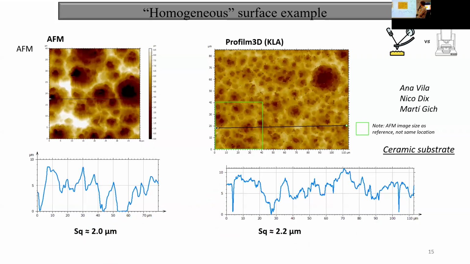And here, what I am marking for these examples and others in the future is the size of the image of the AFM. It is not the same location, okay? But this is the size. You can compare the features and see that the interferometry is working nicely for this surface.